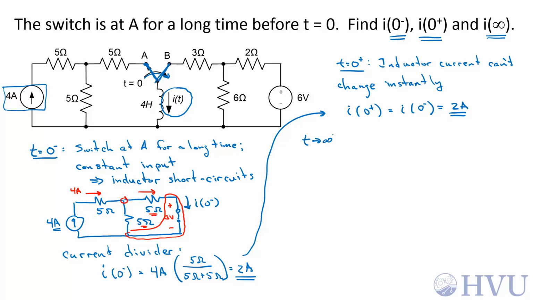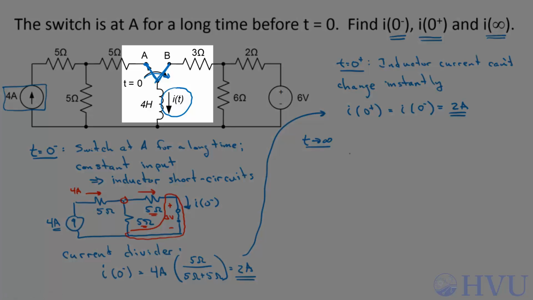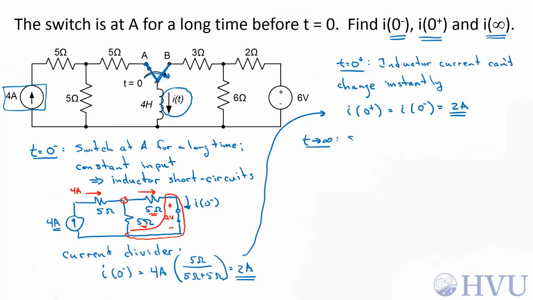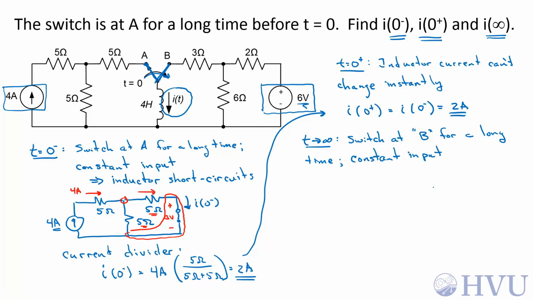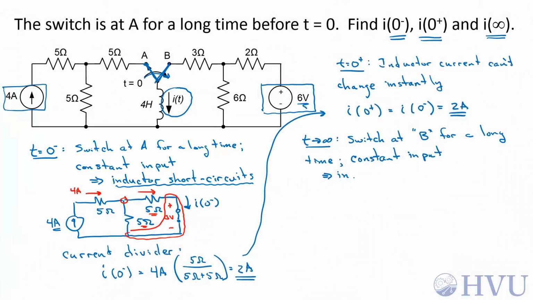Finally, as t goes to infinity, the switch is at position B. It's been at position B for a long time. The applied energy is a voltage source. It's constant, 6 volts. So we have a constant input to the inductor. Under these circumstances, once again, it's the same conditions as over here, the inductor short circuits. The inductor looks like a short circuit.